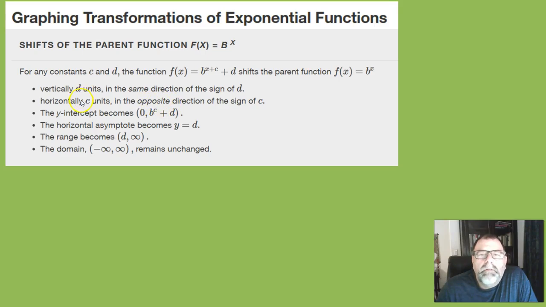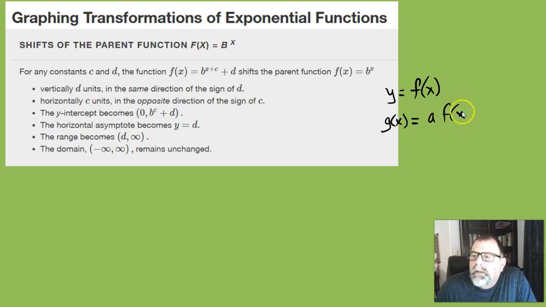So you're going to do horizontal c units in the opposite direction of c. That's the thing to remember, because if you remember back when we did the transformations, we typically had f of x, or wait, so if this was our parent function and then we wanted to graph g of x, which was a f of x minus c plus, well, not c, we did h and k, right? So this was the opposite because of the minus here, right? So that's the idea. So the plus c, you're going to do minus c.